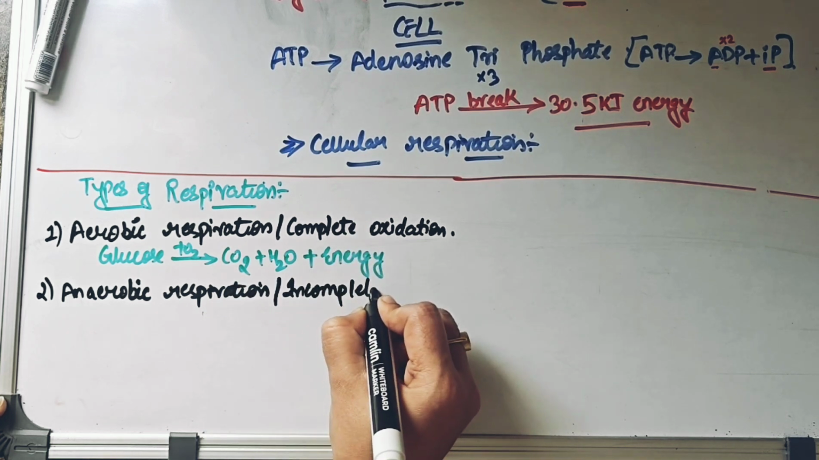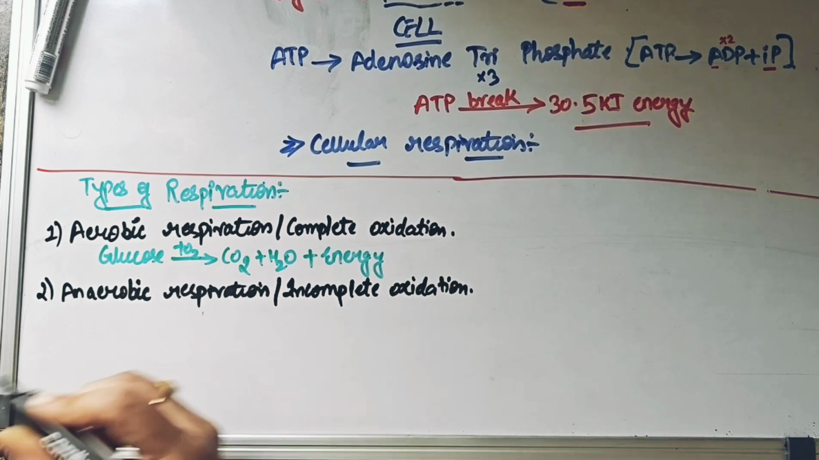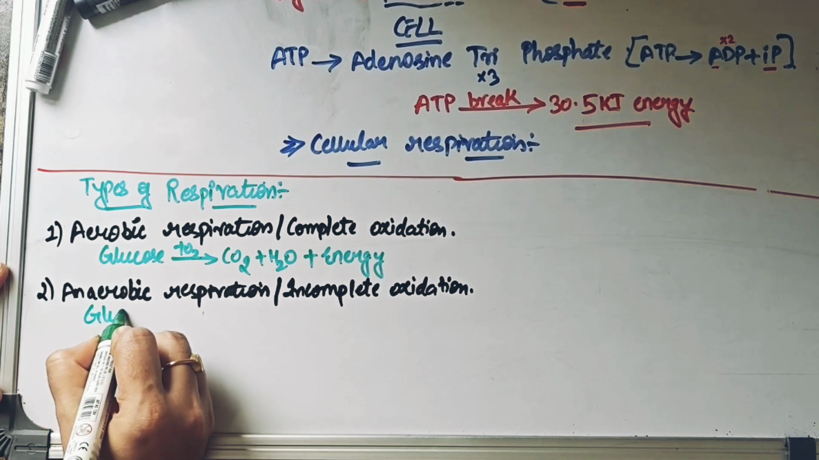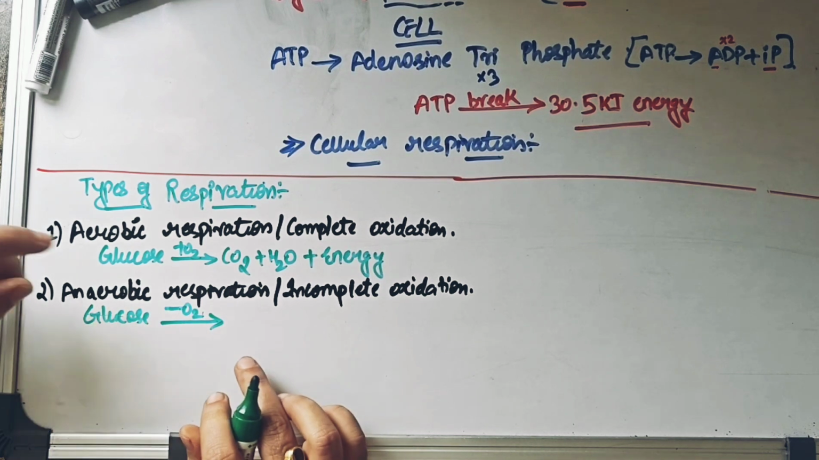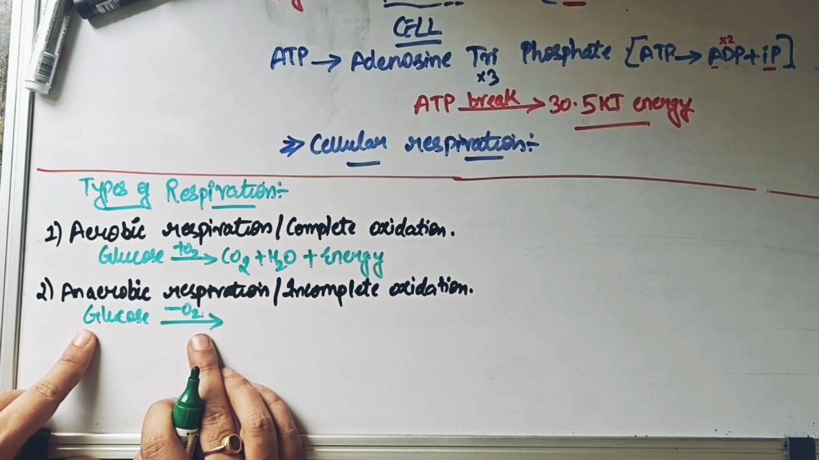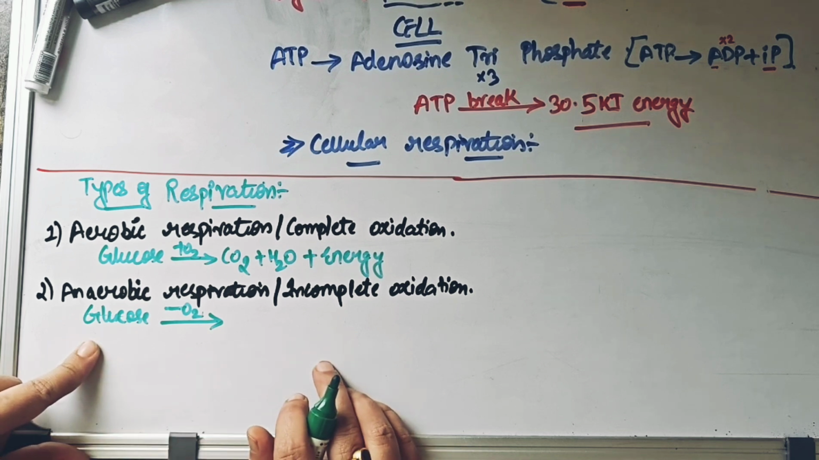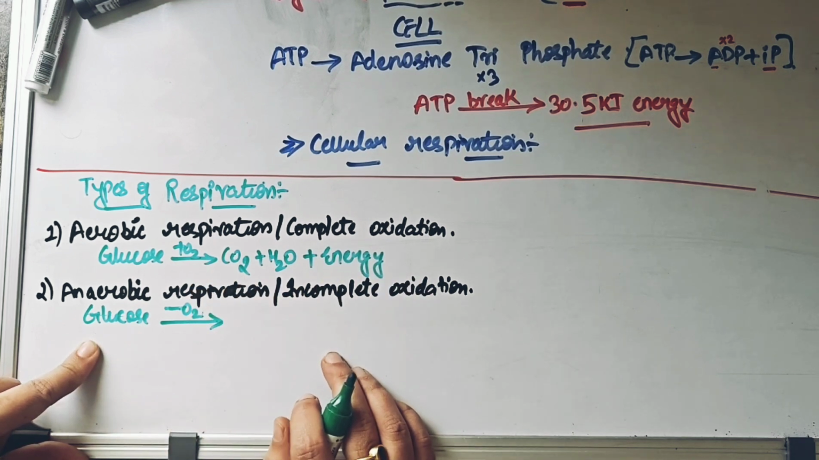So what is incomplete oxidation? The process where your glucose is getting oxidized in the absence of oxygen. Here there was presence, so I have drawn a plus sign. Here there is absence, so I am drawing a negative sign. So even in the absence of oxygen, glucose can get oxidized, but there will not be these end products that they are going to generate.